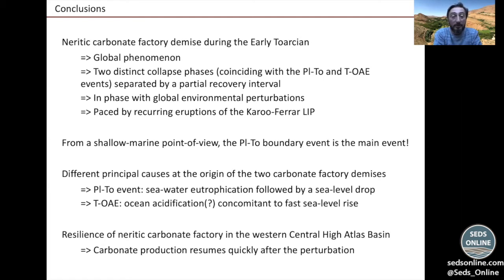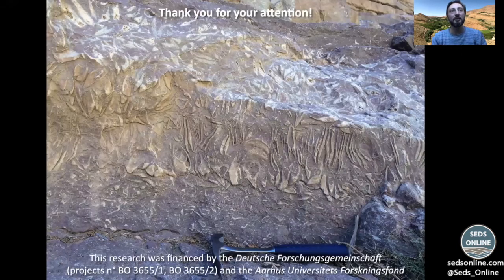On a positive side, we can also see that the neritic carbonate factory is relatively resilient, and so it quickly recovers, at least in the central High Atlas basin. So it's a positive note, and that's to say that if we stop perturbing the environment, we are likely to see the carbonate factory kicking in very rapidly. And with that, I leave you with this nice picture of lithiotids from the early Pliensbachian here. And I'm happy to take any questions.